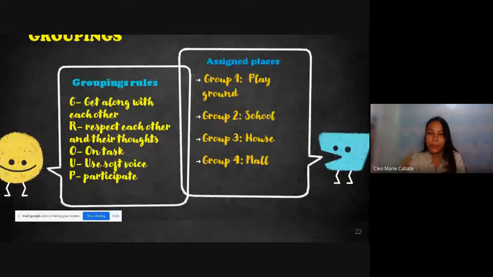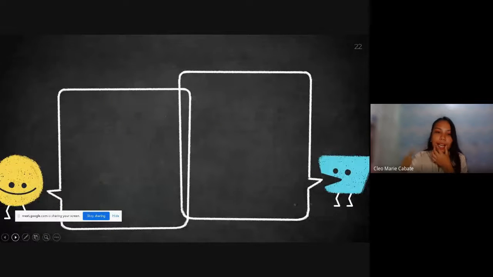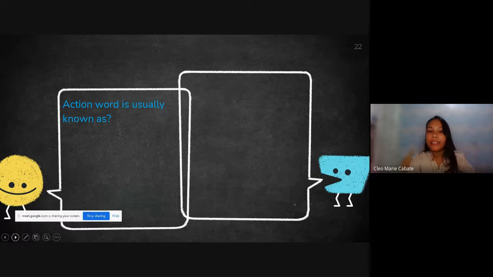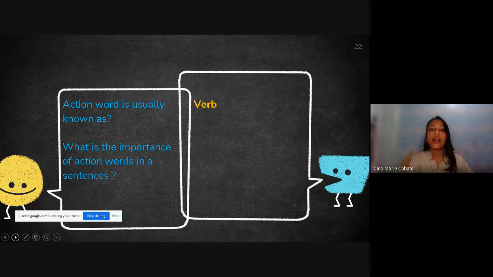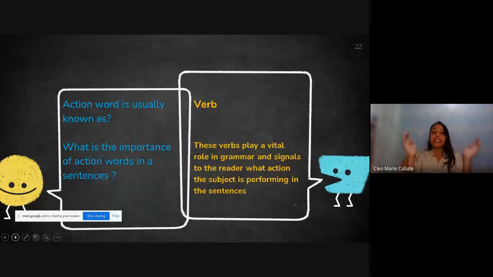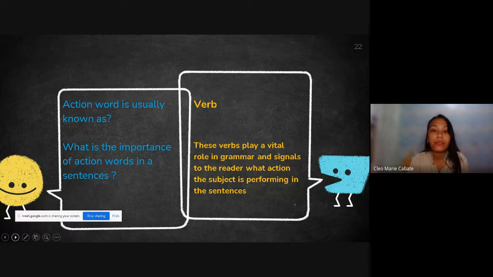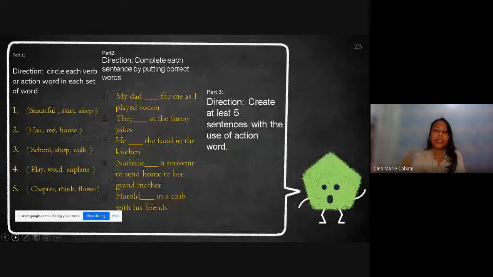Okay, so again, action word is usually known as what? Okay, it is verb. So what is the importance of action word in a sentence? Okay, very good. This verb plays a vital role in grammar and signals to the readers what action the subject is performing in a sentence. Very good, Justine.